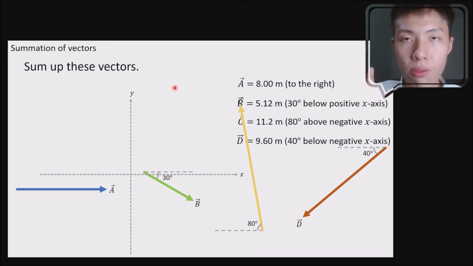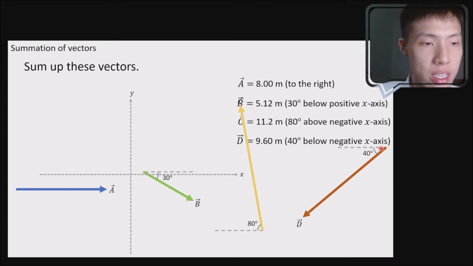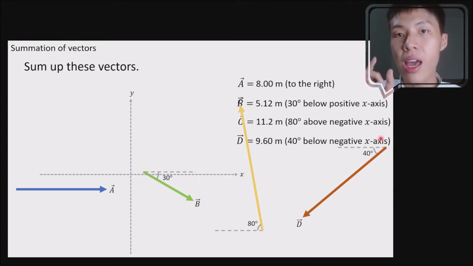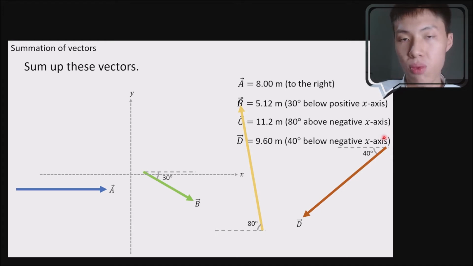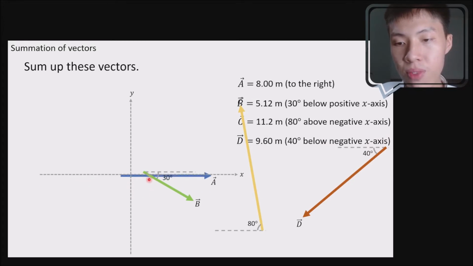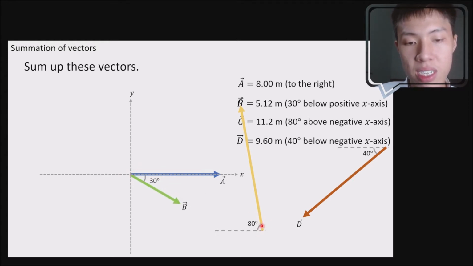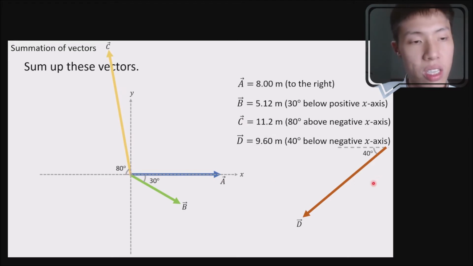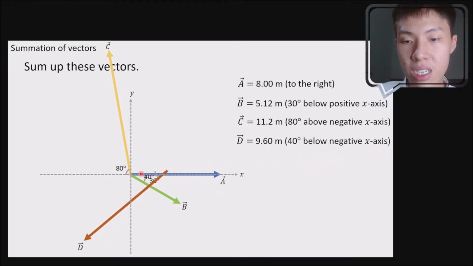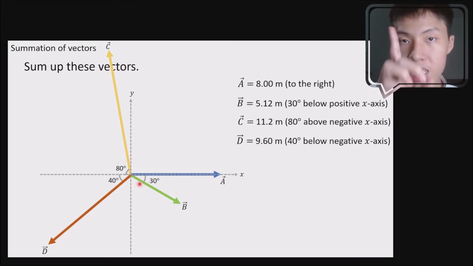We put all the vectors inside this xy axis, but we position the tail. This is the tail, this is the tail, this is the tail. We position the tail at the origin of the xy coordinates. So vector A here, I move it, I place the tail at the origin. Vector B, I place the tail at the origin. Vector C, I place the tail at the origin. Vector D, I place the tail at the origin. This is the first step.